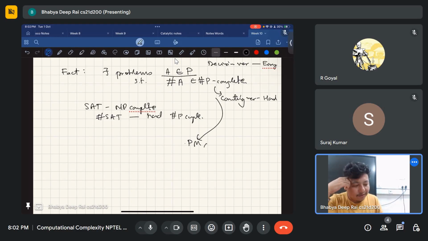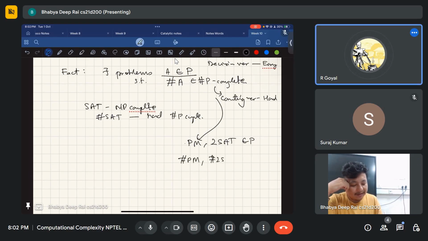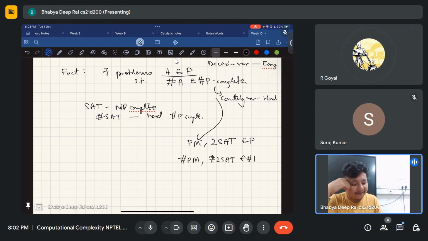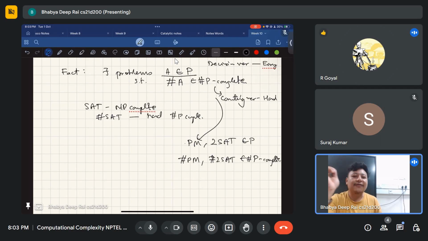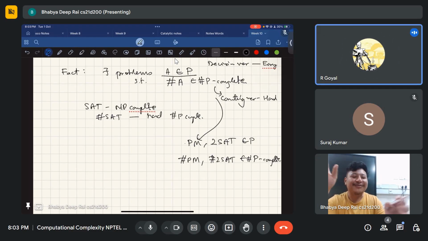Two SAT is a good example of an algorithm in P. All of these are in P, but surprisingly, their counting counterparts are Sharp P complete. They are very difficult. So there is a lot of non-triviality in counting, and we have not understood it properly yet. So this is probably a question worth pursuing.